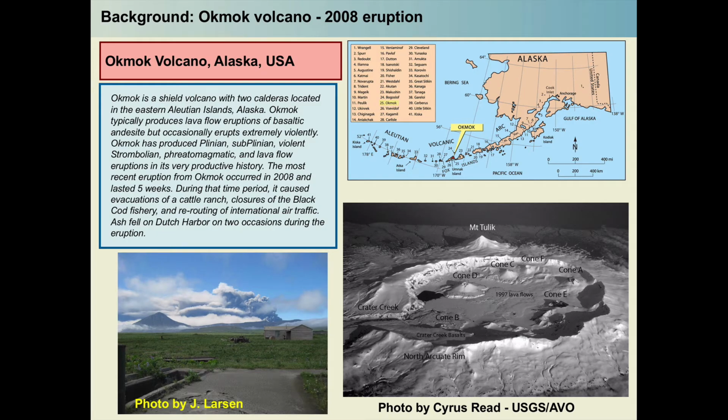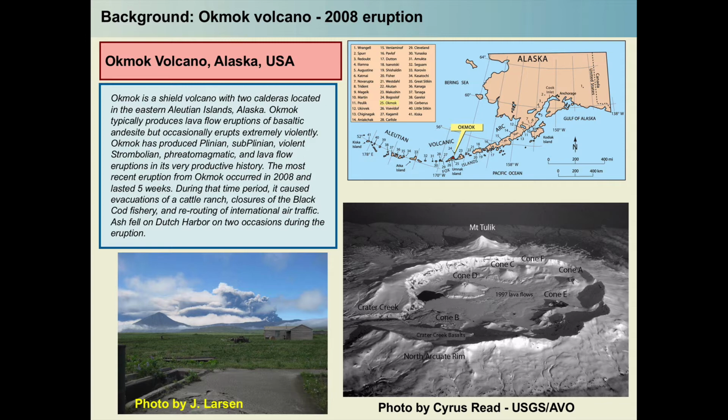So let's talk about Okmok. Okmok is a shield volcano. It's located in the eastern central Aleutian Islands, on Umnak Island, the next island west from Unalaska, which is where Dutch Harbor, the very productive fishing port in the United States, is. So Okmok typically produces lava flow eruptions of basaltic andesite, but occasionally it'll have an extremely violent eruption. It's produced Plinian, subplinian, violent strombolian, phreatomagmatic, and lava flow eruptions. It's done just about everything.